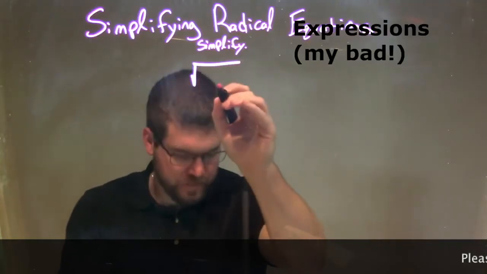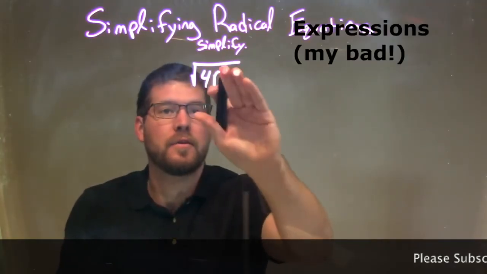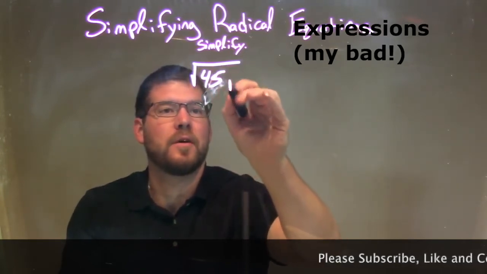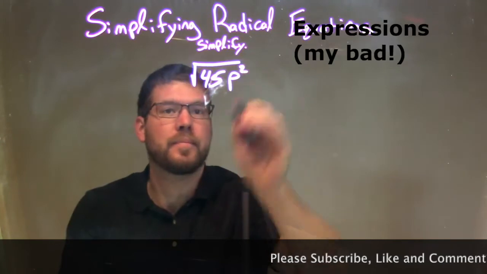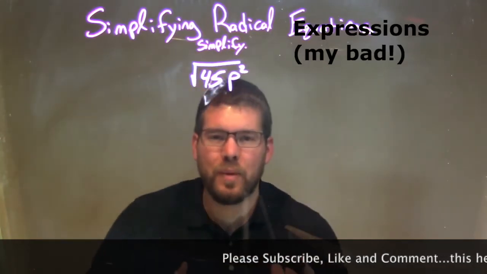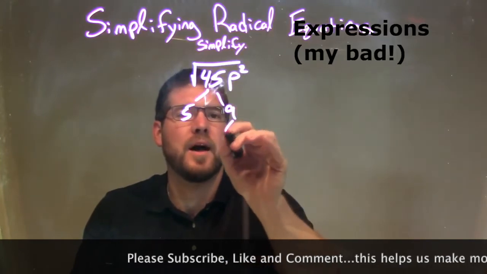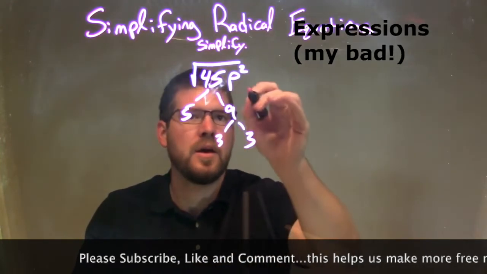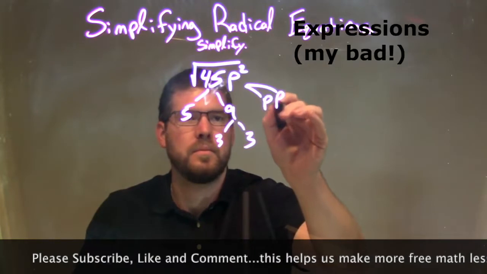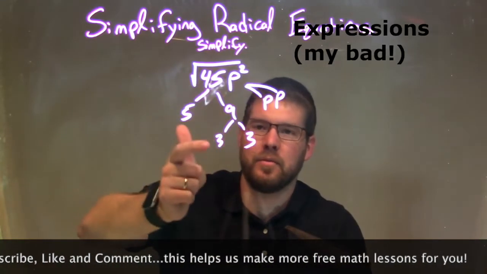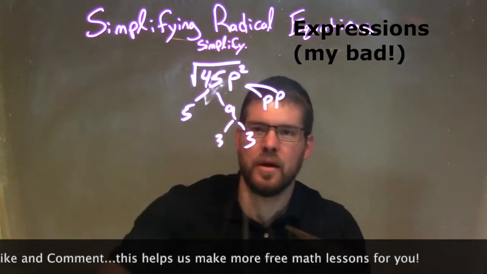The square root of 45p squared. Oh, that's not a 5, that's a p right there. Well, 45p squared, I want to do my prime factorization on that. So 45 is just 5 times 9, and 9 is 3 times 3. P squared is just p times p. So our prime factorization of 45 is 5 times 3 times 3, and p squared is p times p.